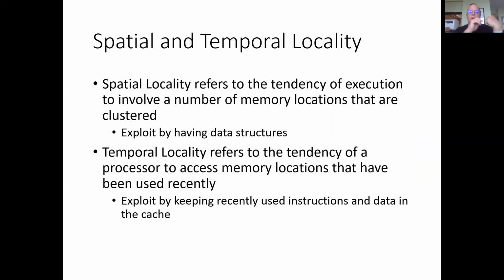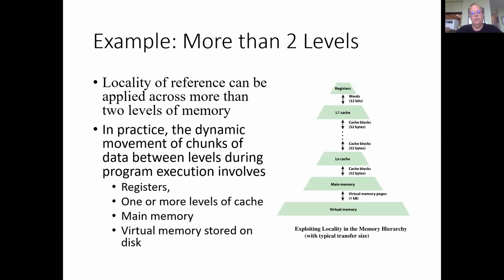There are 2 types of locality. Spatial refers to the execution tending to involve memory locations that are clustered. And you can exploit this by having data structures such as arrays that have adjacent memory. Temporal locality refers to the tendency of a processor to access memory locations that have been recently used. Think about a routine or a loop. You're going to keep referencing those recently used instructions, and so you can keep them in the cache for faster access. And you can also exploit this by having more than 2 levels of memory.